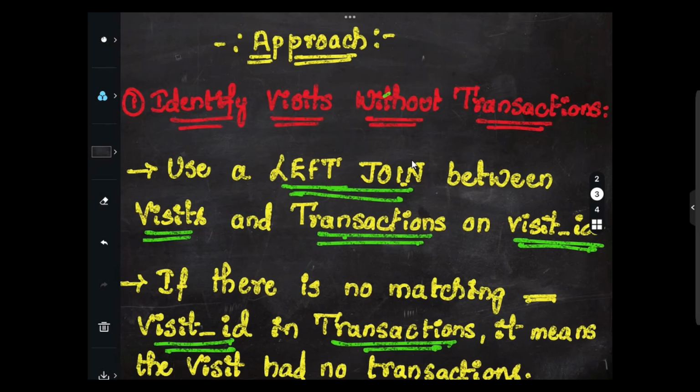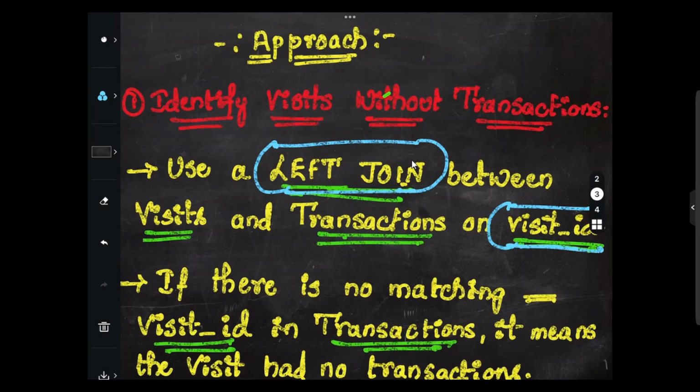So here, within identifying the visits without transaction, we will be making use of the left join. So this is very important. Just keep this in mind. We'll be making use of the left join between visits and transactions. We have the visits table and transactions table, right? These are 2 different tables. So we'll be making use of the left join between visits and transactions on visit ID. So on visit ID, this is very important, right?